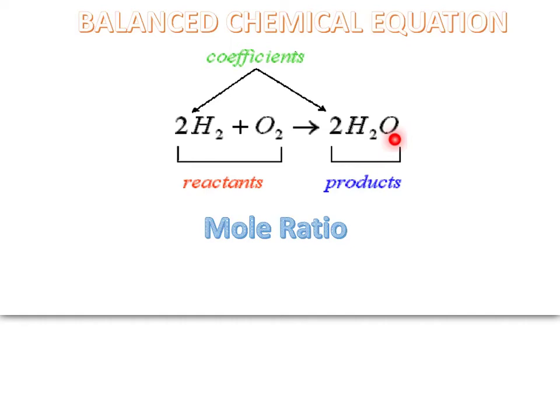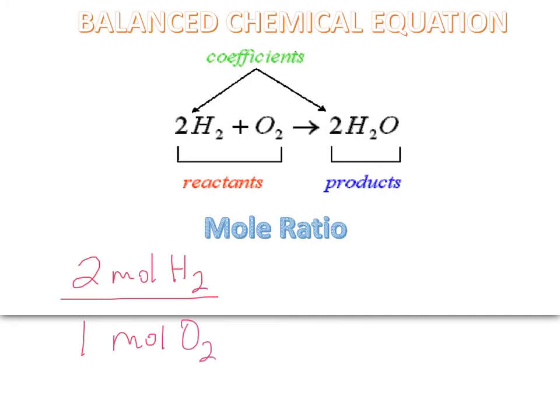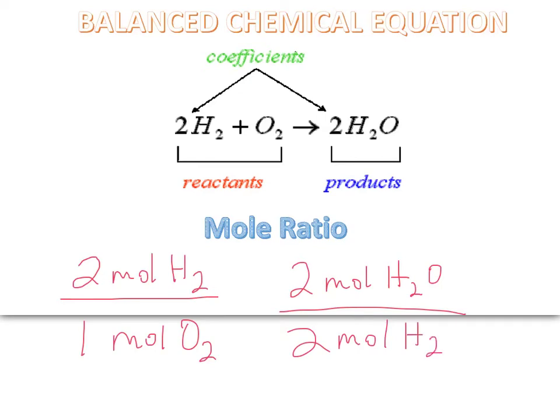In all balanced chemical equations, there are reactants, meaning the substances that go into the reaction, and the products, those substances that are produced. We can use the coefficients to establish mole ratios. For example, there are 2 moles of H2, and I can relate that to the 1 mole of O2 as demonstrated by this reaction. There are other possible combinations. For example, 2 moles of water compared with 2 moles of hydrogen. The mole ratio is a step that's present in all stoichiometry problems.